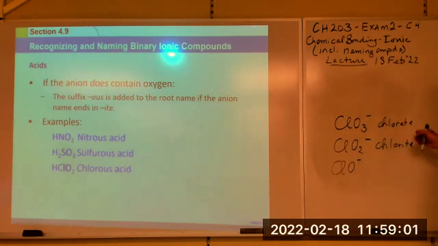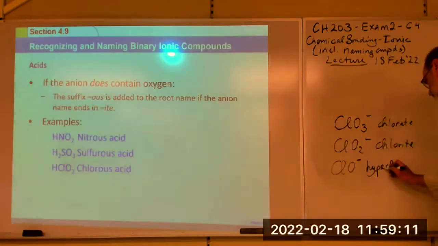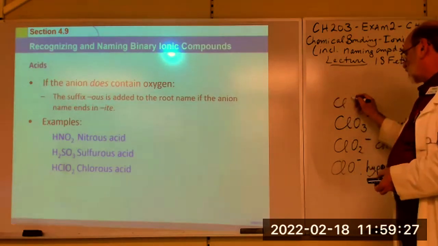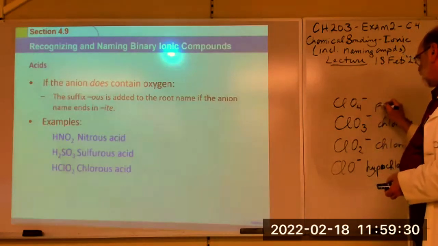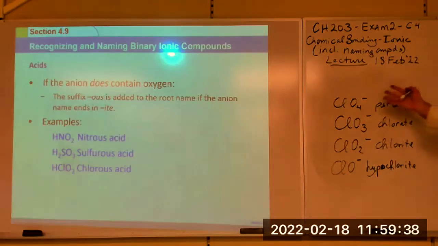Take another one away. Now we don't have any more suffixes that work. We have to use a prefix in addition. We use hypochlorite. So it's underneath the chlorite. Hypodermic needle is underneath the skin. This is underneath the chlorite. And then we can go up one from chlorate, and we need another prefix for that one. This one is perchlorate. So there you have a family.